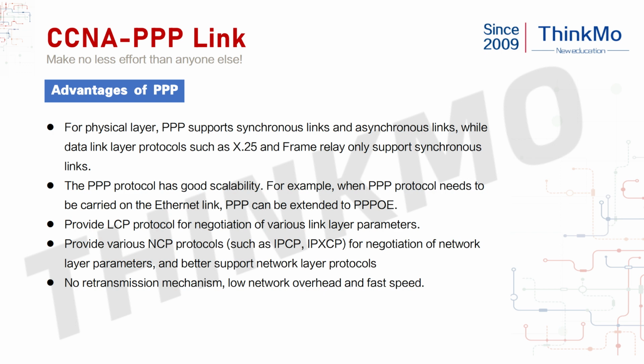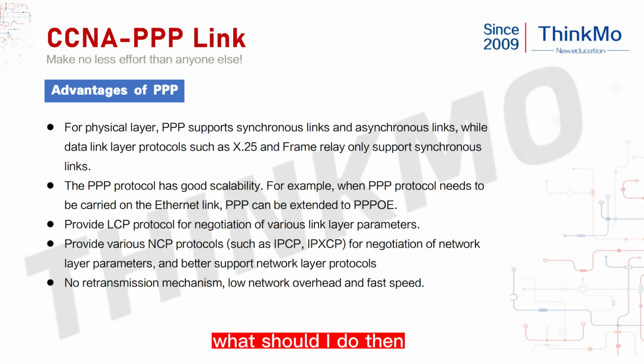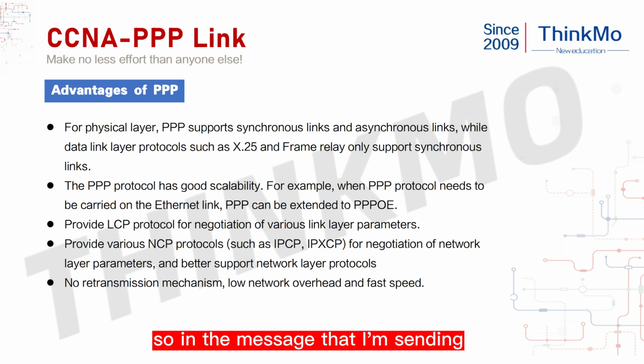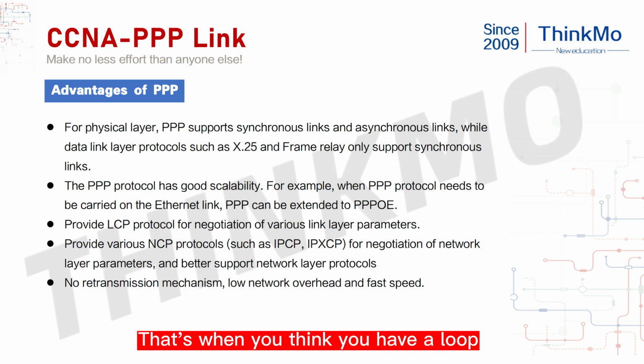In this case, when sending a piece of data, what if it is sent back to you? What should I do then? For example, the number 1 is generated locally and randomly. In the message I send to you, I include that 1. If after receiving it, it is exactly the same as the locally generated 1, that's when you think you have a loop.